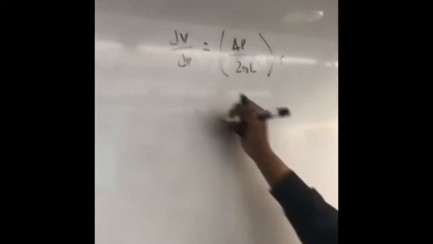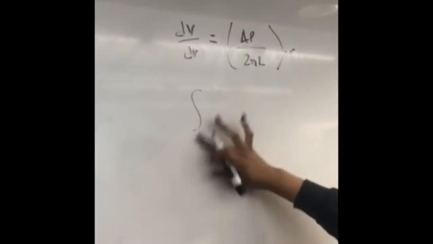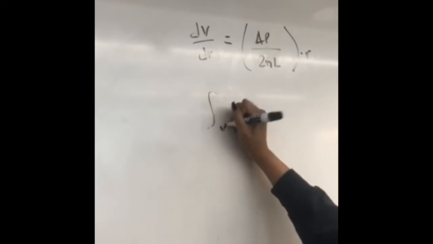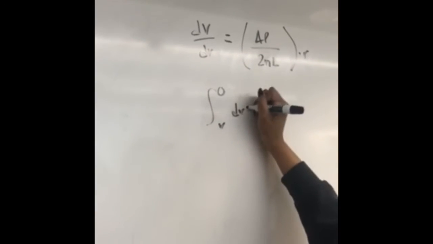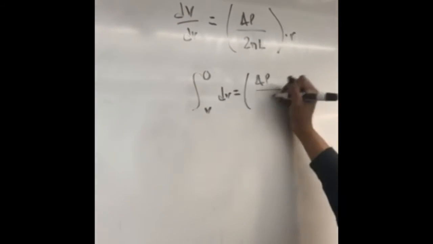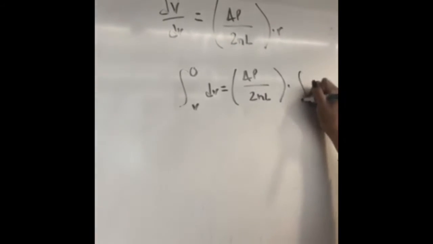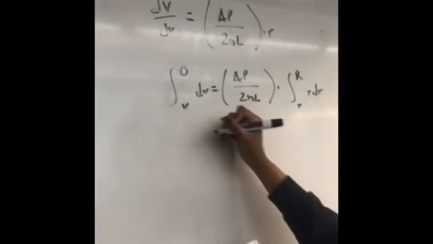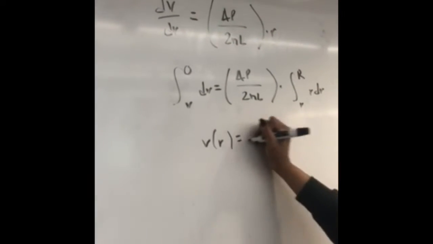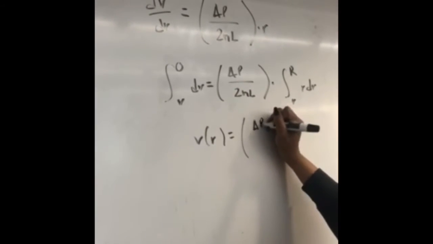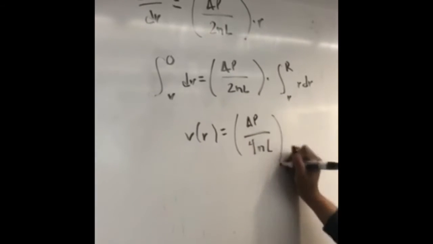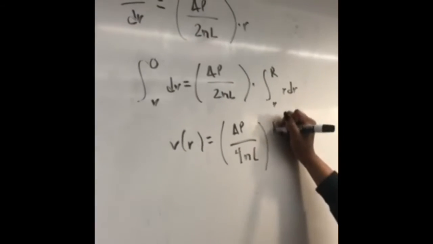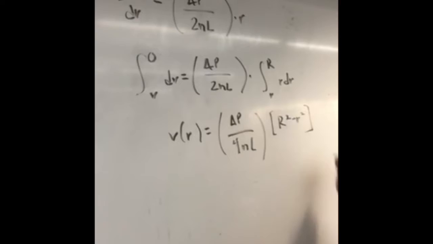From here, an integration can be made to get an expression for the velocity. What we'll have is the integral from v to 0 of dv equals delta P over 2 times n times L times the integral from little r to big R of little r dr. And then we'll have v of r equals the change of P over 4 times n times L times big R squared minus little r squared.